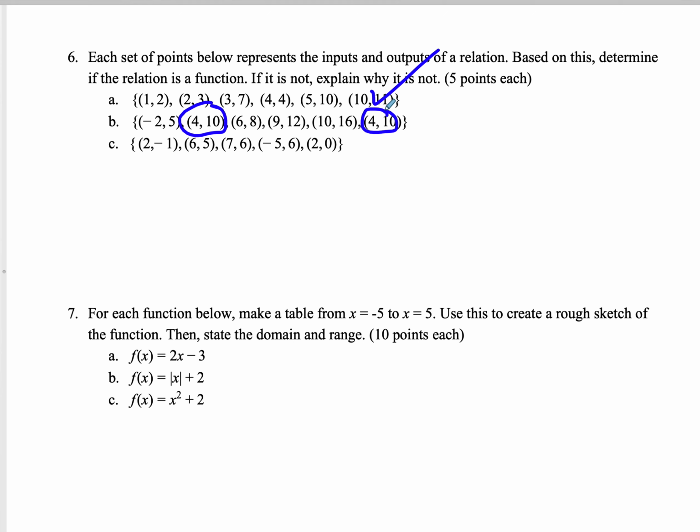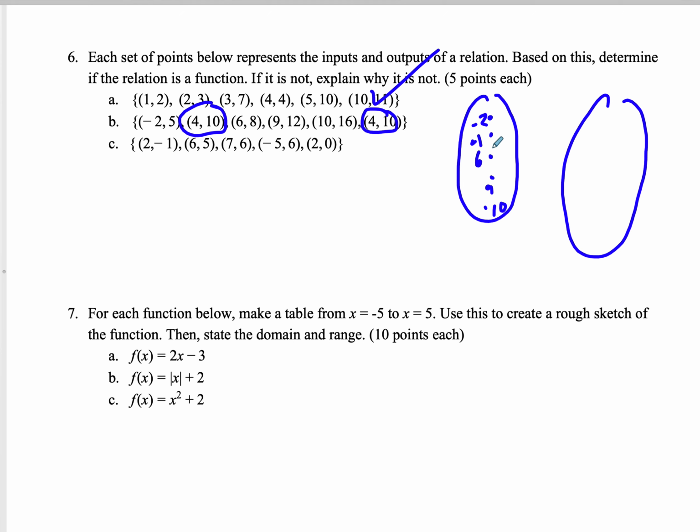Now, some people were very astute, they drew a little cloud diagram. And now you don't repeat the 4 because you already have the 4. So you'd connect 2 to 5, negative 2 to 5, 4 to 10, 6 to 8, 9 to 12, 10 to 16. Oh, wait, 4 to 10, I already have that. Perfect. So one connection each. You don't duplicate them.